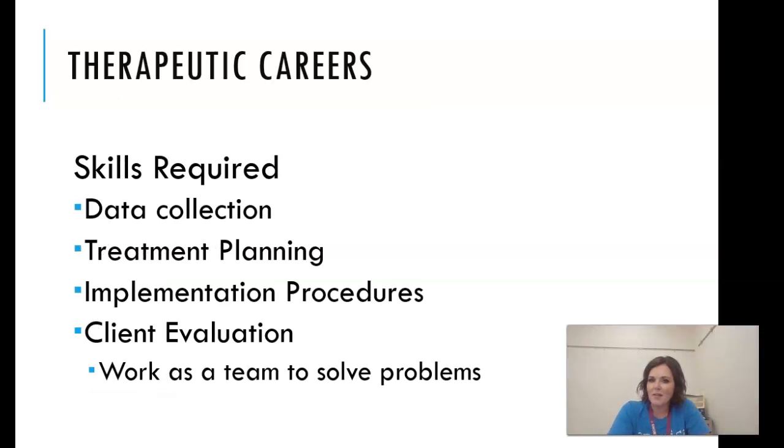In order to do that, some skills they need to have is they have to be really good at collecting data. That data might include their vital signs. What's their heart rate? What's their temperature? It might be how they scored on a particular mental exam. Then they're going to create a treatment plan for that patient. How are they going to help that patient get better, and how are they going to carry out those procedures? That's what we call implementation procedures. Then they're going to evaluate the client, and they're also going to work with other professionals to help solve problems and work with that patient.